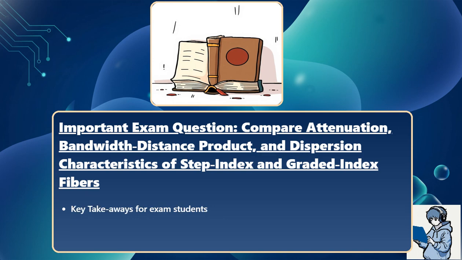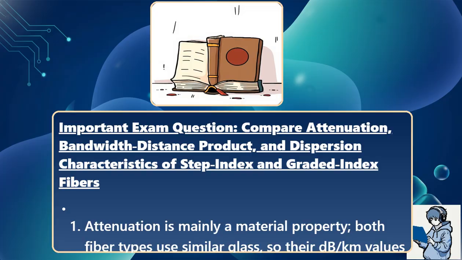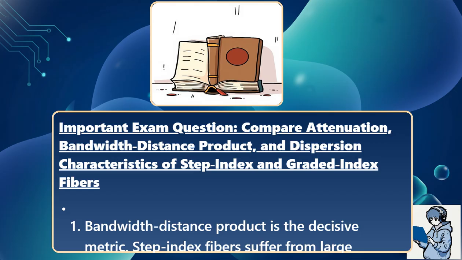Key takeaways for exam students. 1. Attenuation is mainly a material property. Both fiber types use similar glass, so their decibel per kilometer values are close. The graded index does not magically reduce loss, but better manufacturing often yields slightly lower attenuation. 2. Bandwidth distance product is the decisive metric. Step index fibers suffer from large intermodal dispersion, giving a low product, approximately 1 GHz kilometer. Graded index fibers equalize ray path lengths, raising the product by an order of magnitude or more.